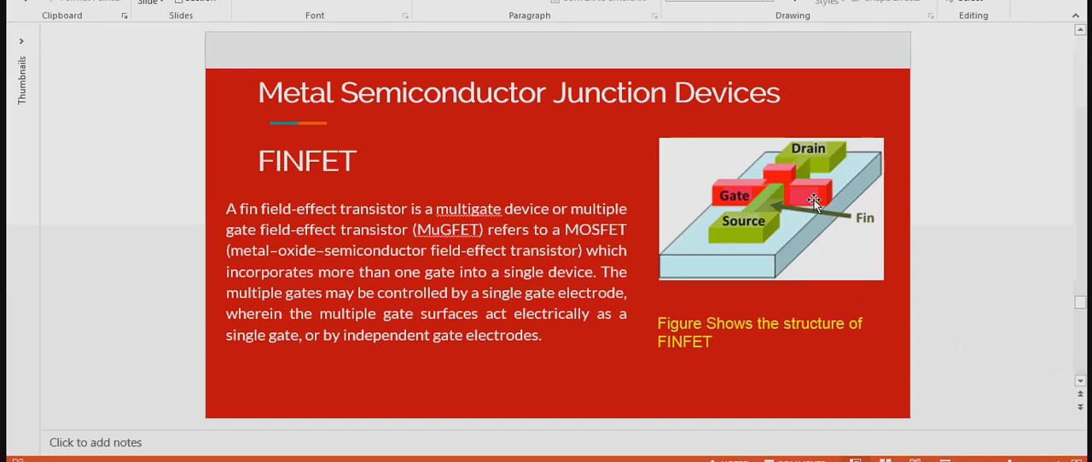This one is the structure of the FinFET. The gates are like fins, bird fin like structures, with source and drain.